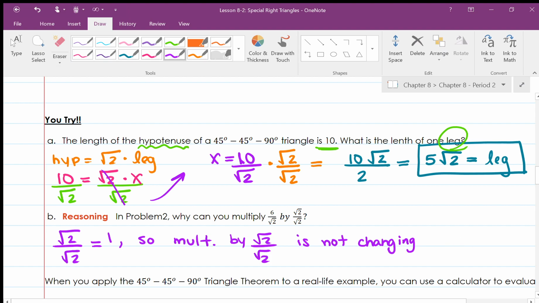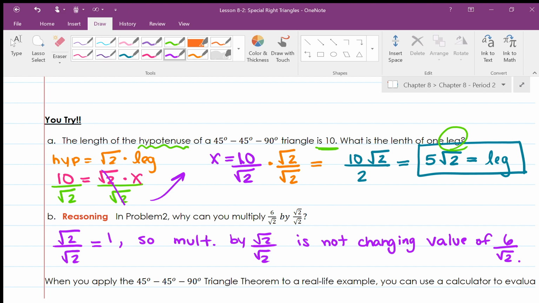Let me rephrase this. It's not changing the value of 6 over radical 2. Okay, we didn't do anything illegal. We didn't change the value of 6 over radical 2. We just manipulated the way that it looks so that it no longer has that radical in the denominator.